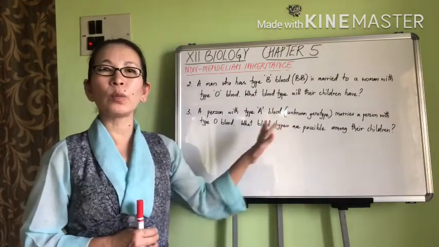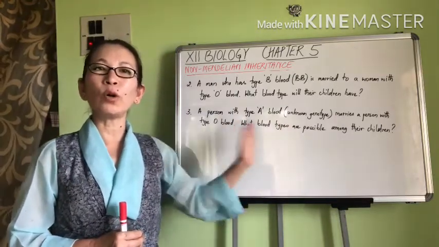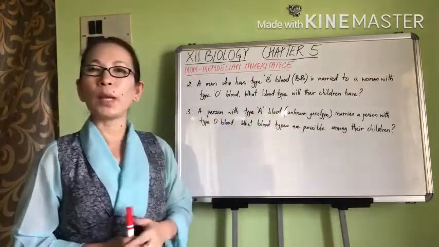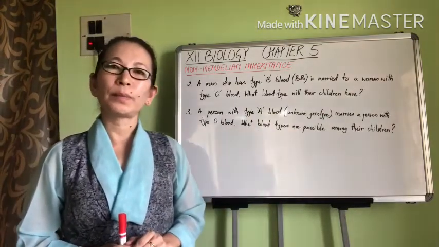Okay, so that is how you're going to be using both of the possibilities, or both of the genotypes, for this person with type A blood and crossing with the person with type O blood.